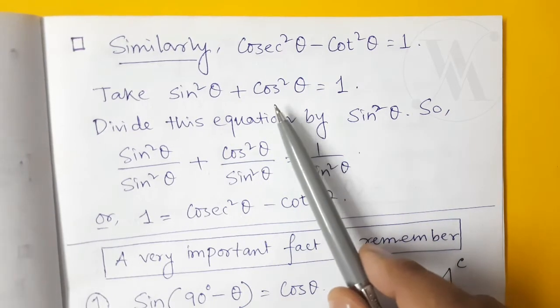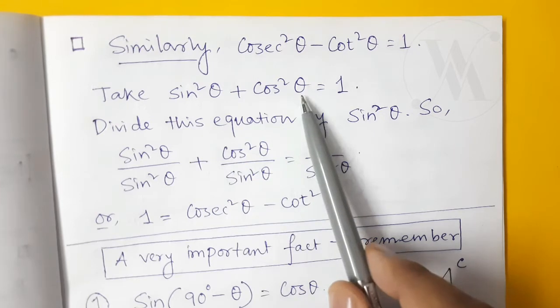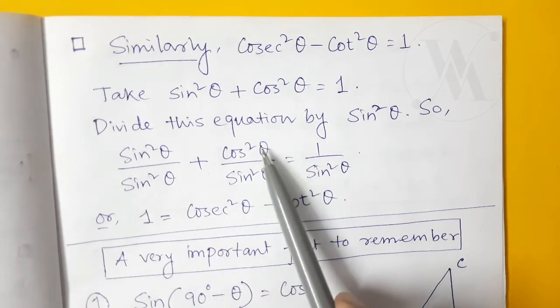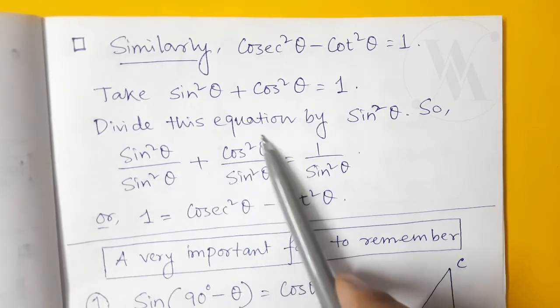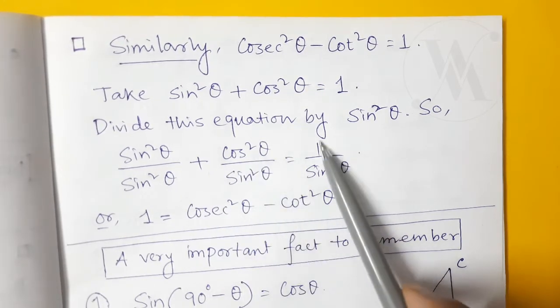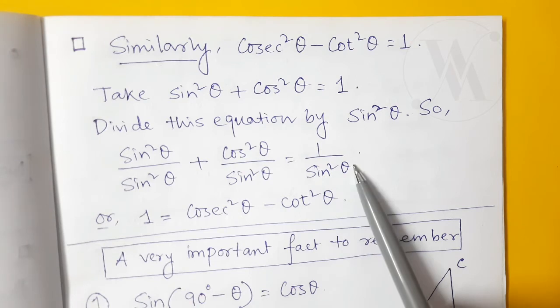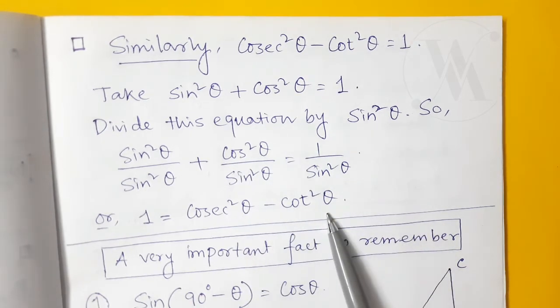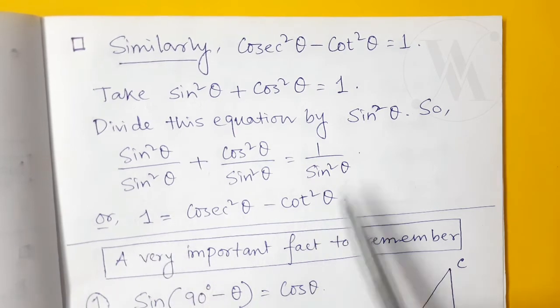Here you just need to divide this equation by sin square theta, and if you do that, this will be 1, and this term is nothing but cot square theta, and 1 by sin is cosec, that is cosec square theta minus cot square theta, which is equal to 1. So we just proved this result.